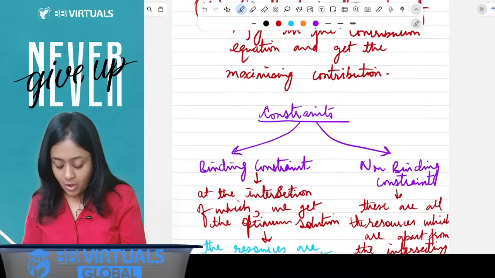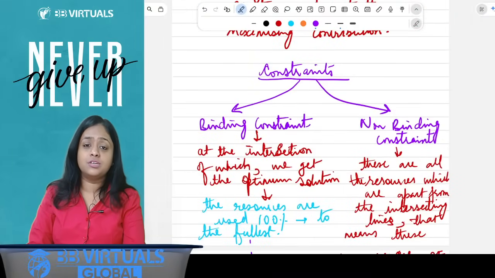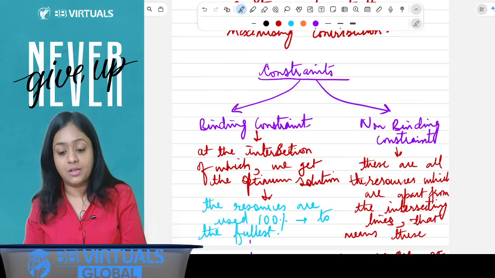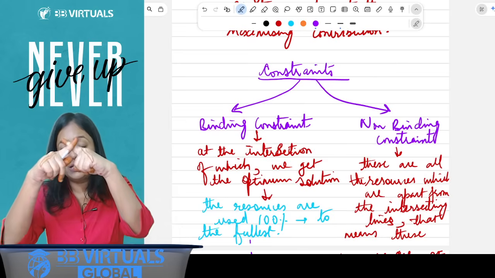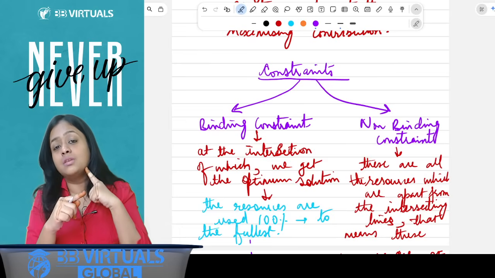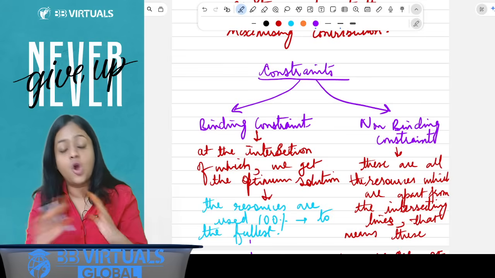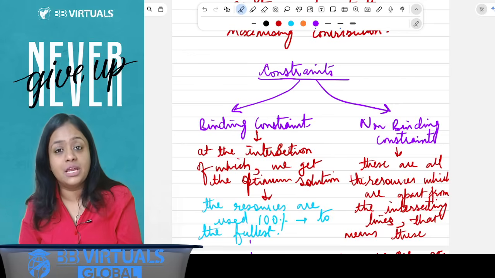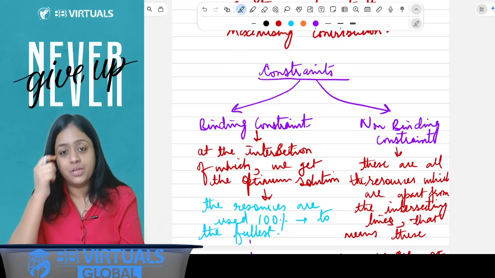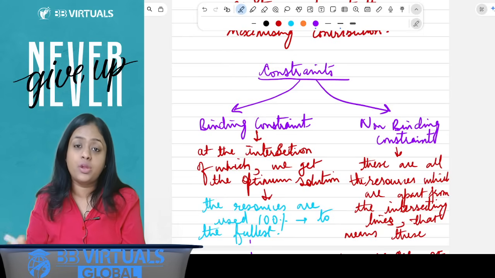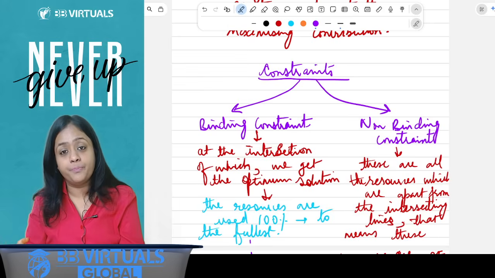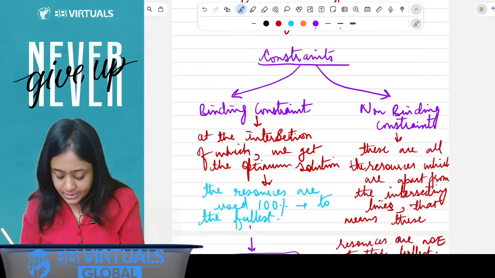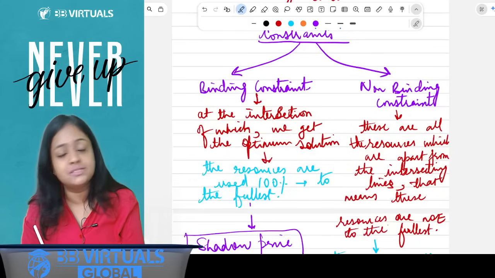Moving forward, the constraints can be of two types, the terms that you'll find in the exam: binding constraint and non-binding constraint. What is the binding constraint? The intersection point. Those lines at the intersection of which we got the optimum solution are known as binding constraints. Why? Because the x and y values that we derive, we derive with the equal-to equation. So for these two equations, both sides will be equal. You will never have more hours, you will never have fewer hours. Both will be equal. Therefore, your resources are going to be 100% utilized.